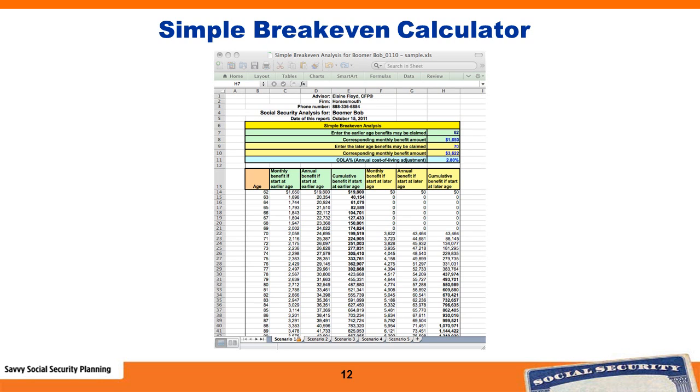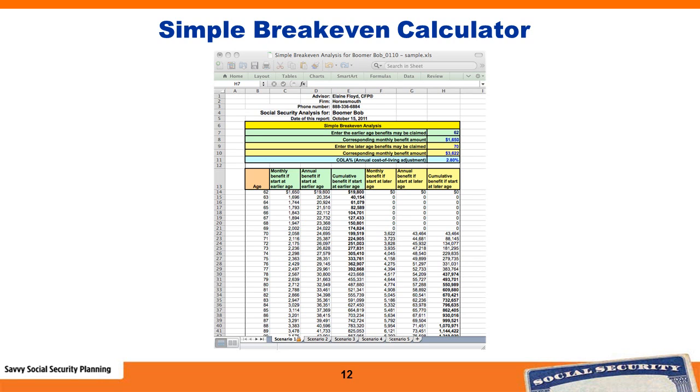For example, let's look at the spreadsheet that's open here. We see in the first column, going down to age 70, Boomer Bob's benefit at age 70 will be $2,058 if he files at 62. Going across the page, we see that his benefit at age 70 will be $3,622 if he files at 70. If we apply a 2.8% annual COLA to the two amounts, he'll get a $57 raise on the $2,058 if he files at 62, or a $101 raise on the $3,622 if he delays to age 70.